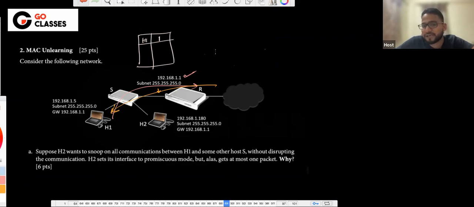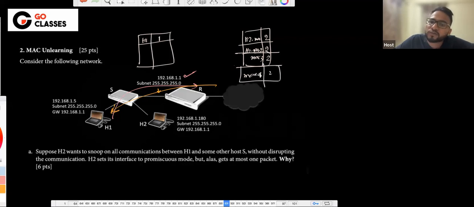H2 can fake its own MAC address multiple times, which means H2 will say, okay, I have some MAC address, maybe h2.mac, and I'm on port 2, right? H2 will send something to the switch, and the switch will learn that H2 is on this port. Now again H2 will send some other packet, and this time the MAC address will be different, MAC2. It will say there is some other MAC address which is also on port 2, and again another one. This S will keep on remembering these MAC addresses.